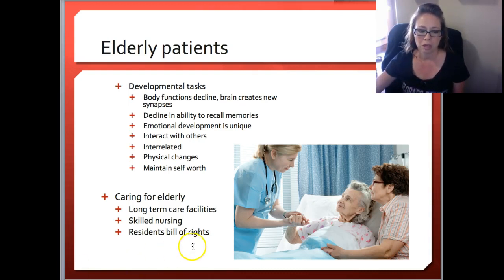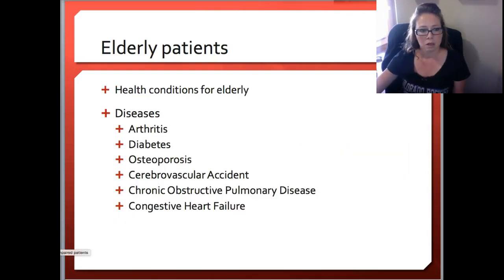Okay? And this is just making sure that you don't violate their rights. They do have rights. If you've never seen the Bill of Rights, Google that and read through it. It's very informative. Lots of elderly do live at home. They also live in skilled nursing and long-term care facilities. Common conditions and diseases you're going to see with elderly patients, remember, they can have one or all and lots of other ones: arthritis, diabetes, osteoporosis, cerebrovascular accident, that's a CVA abbreviated, which is a stroke, chronic obstructive pulmonary disease, congestive heart failure.